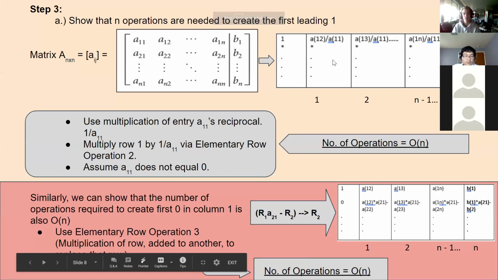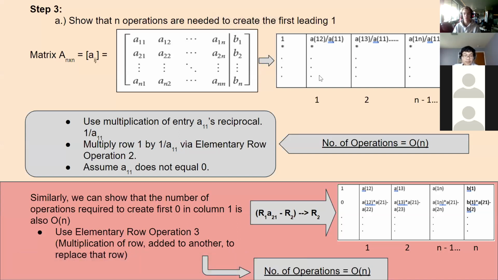As you can see, to do that, we multiply the first row by the reciprocal of the first entry, A11, throughout. So the first entry, A11, will be a 1, and the rest will just be some constants from those steps. So each column will be one step, all the way to n columns.